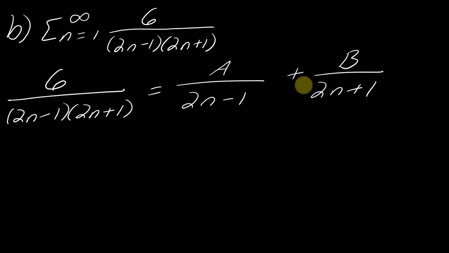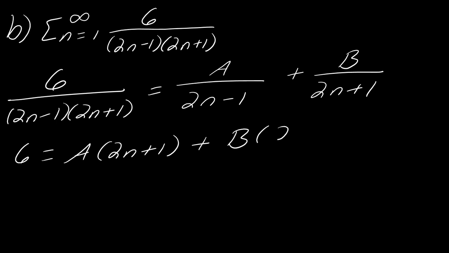So now the idea behind this is that I multiply this denominator to this side. And when I do that, what ends up happening? Well, we have some cancellations. When I multiply this denominator times the first fraction, this will leave me with just 6 on this side. So this times this, the 2n minus 1 will cancel out. So I'm just left with 2n plus 1. And then for the other one, I'll be left with 2n minus 1.